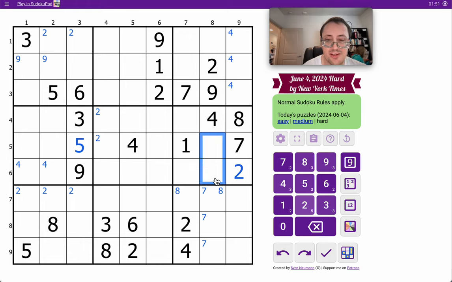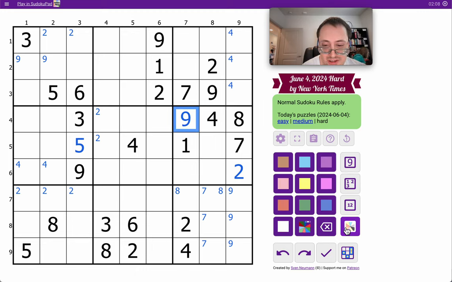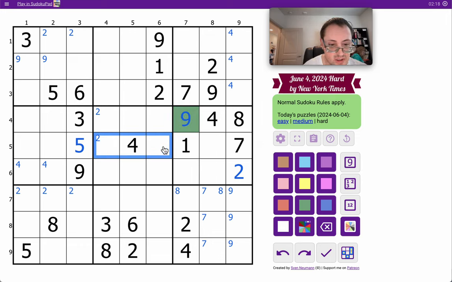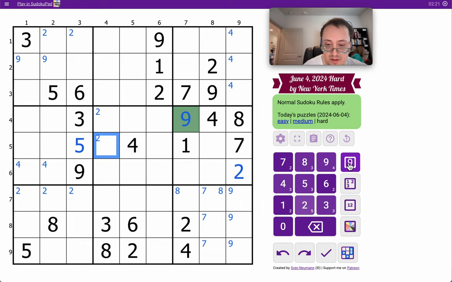But since 9 can't go here, 9 is now placed in column 7, which will place it in column 9. Can't be 9 either, so 9's actually placed in box 6. I'll place it one of those 2. I can't go here, so it's there. It places 9, 2 in column 4. That gives me a lot of help for the middle rows.